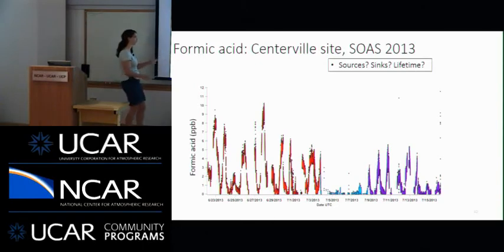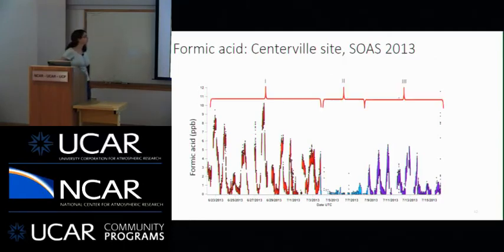That's the first thing you should notice here. We have these strong diurnal patterns, right? That indicates something of a much shorter lifetime. So what are our sources and our sinks? We clearly have 3 different time periods. We have a high photochemistry time period.